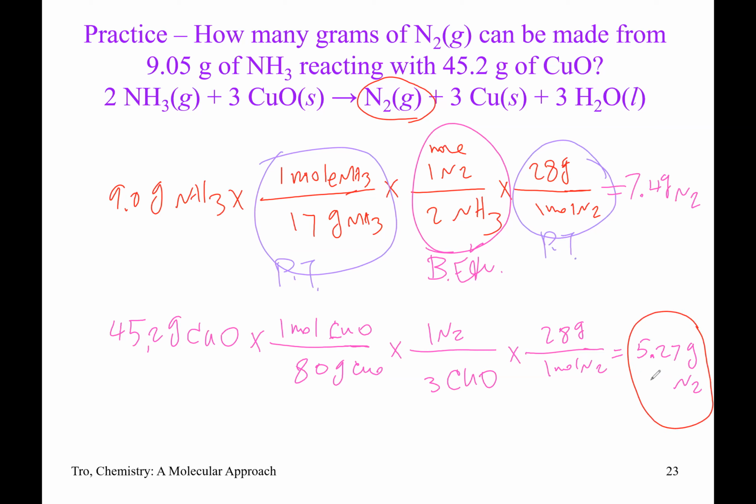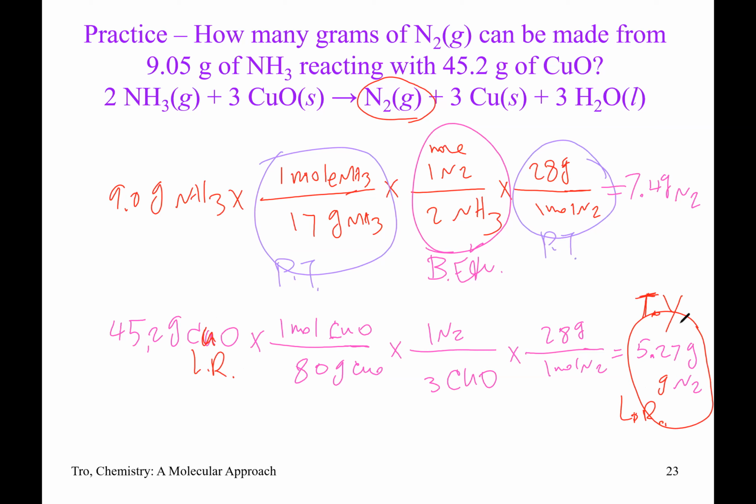So which one is the smaller value? It is this one. As a result, CuO is the limiting reactant. This is coming from the limiting reactant, okay? And this value, because it's grams of product, is also known as the theoretical yield. You see, you kill two birds with one stone. The amount of product coming from using the limiting reactant is the theoretical yield.